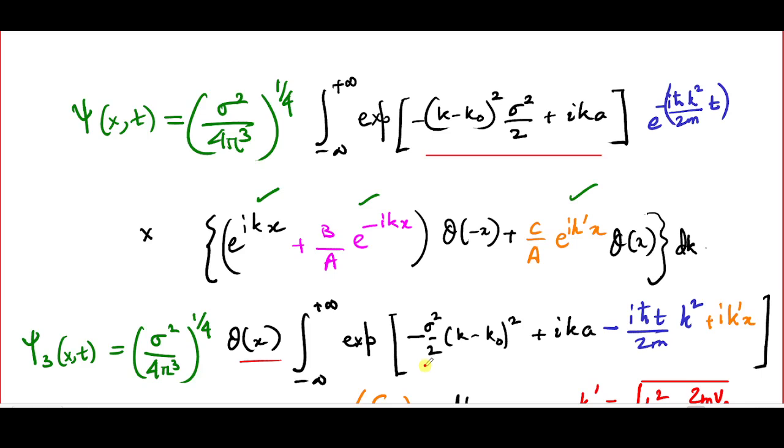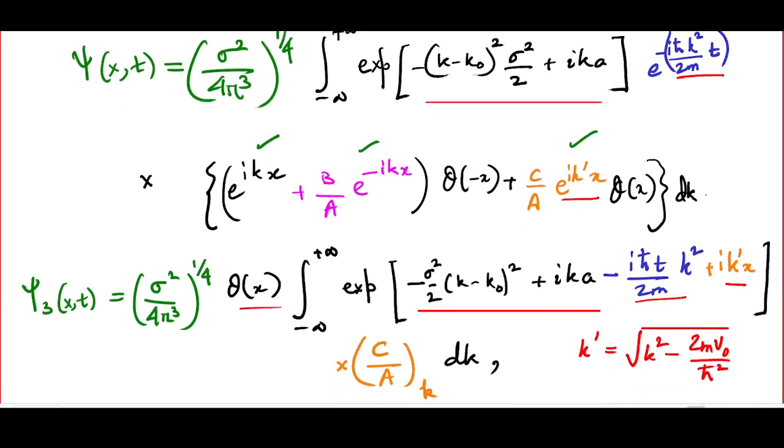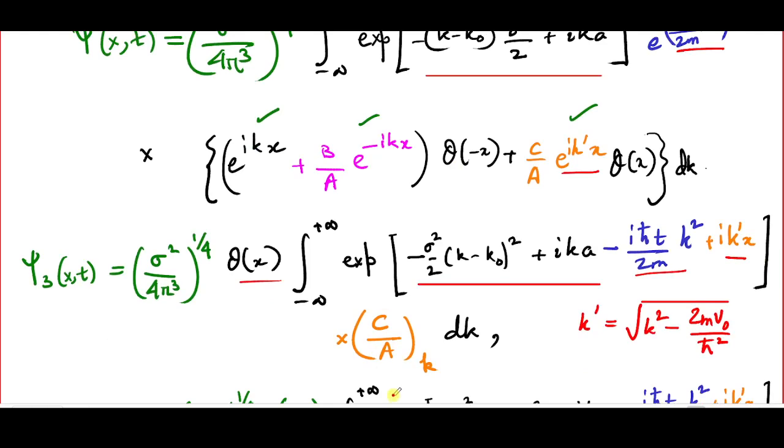This overall factor in the momentum wave function comes here. The time dependent part is here. And finally, you have e to the i k prime x, along with it, of course, you have c by a, which is a function of k dk. k prime occurs in our integral in two places, once inside c by a and again directly, explicitly, here in the i k prime x. And this k prime is given by the square root of k squared minus 2mV0 by h cross squared.